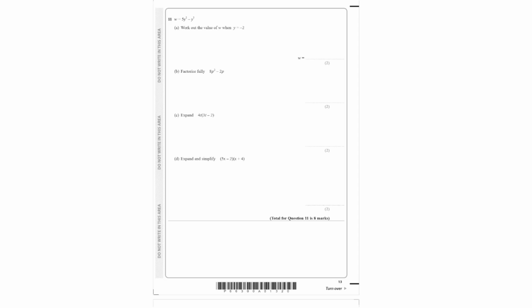W is equal to 5y squared minus y cubed. Work out the value of W when y is equal to -2. So we can simply write this out. W is equal to 5 times (-2) squared minus (-2) cubed. Now, when we multiply a negative times a negative, we get a positive. But when we multiply a negative times a negative times a negative, that equals a negative. So what does that mean?